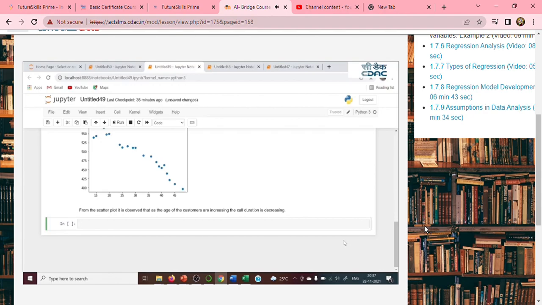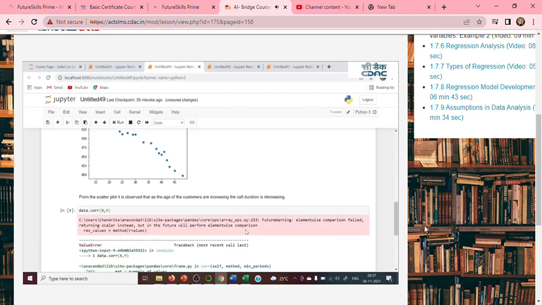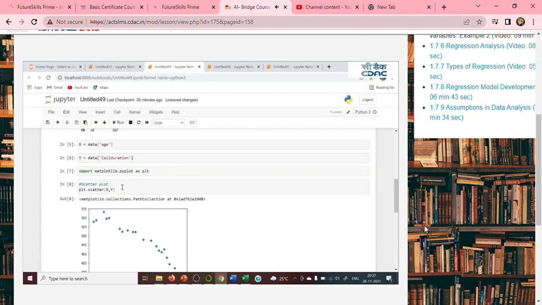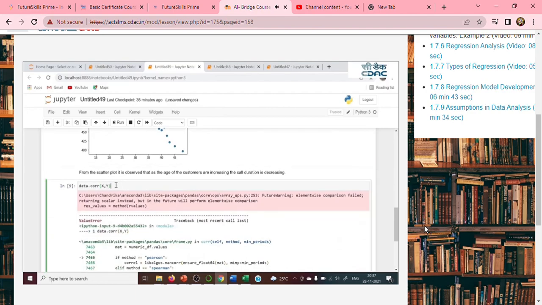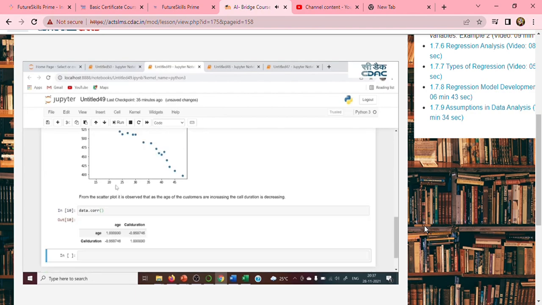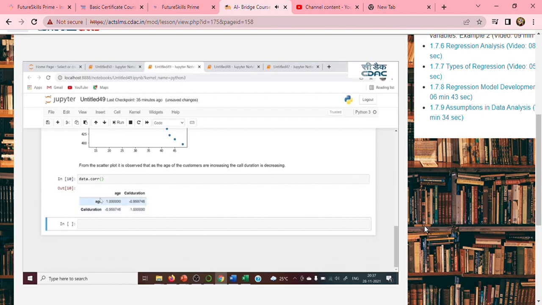Okay. Now I want the correlations to be obtained, right? So what I'm doing here is taking data dot correlation. Let me take data dot correlate... I'm sorry. Yes, so data dot correlation. It extracts the correlation matrix. It says that age to age, that is the correlation between the same variable, is 1, whereas the correlation between age and call duration is minus 0.95. Similarly, call duration to age is minus 0.95.